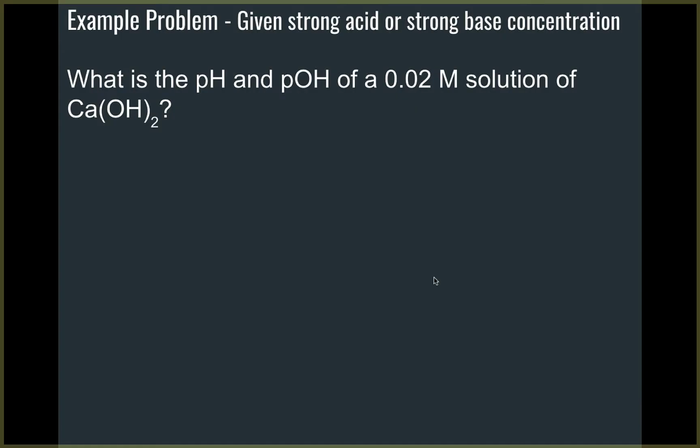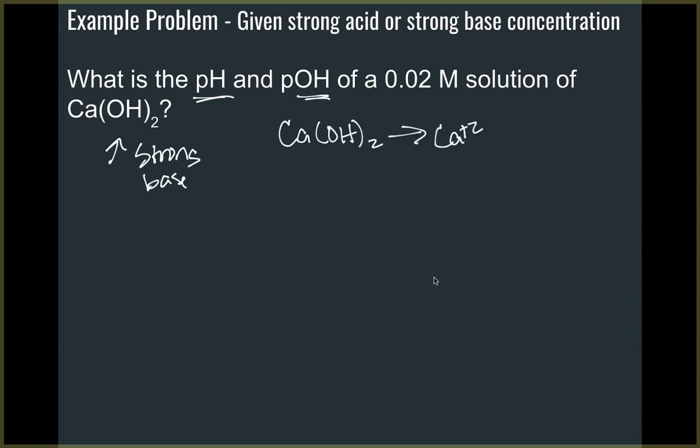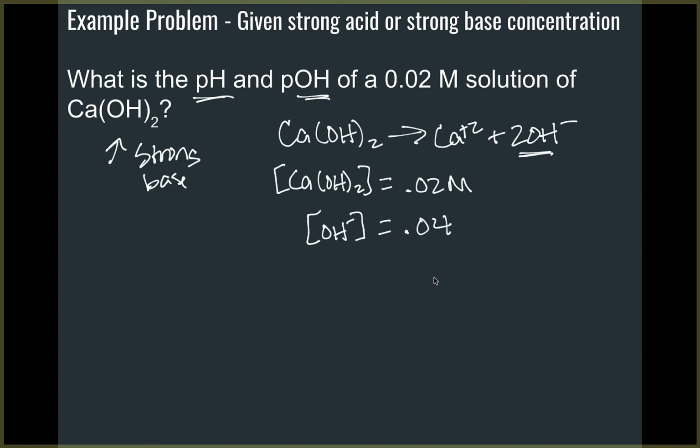Okay, here's another example of the same thing. For this one, I want the pH and the pOH of a 0.02 molar solution of calcium hydroxide. I know calcium hydroxide is a strong base, and when it dissociates, I get a Ca 2 plus and 2 OH minus. So if the concentration of the calcium hydroxide is 0.02 molar, and there's 2 of them, the concentration of the OH minus for this would be 0.04 molar.